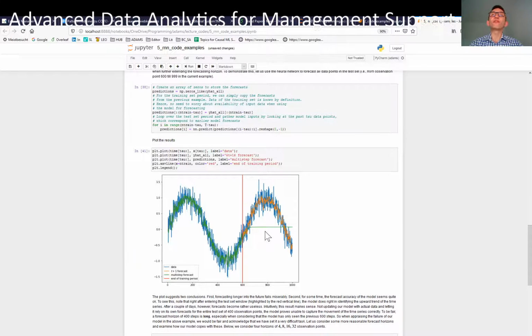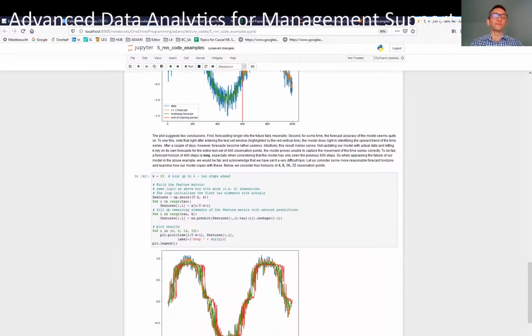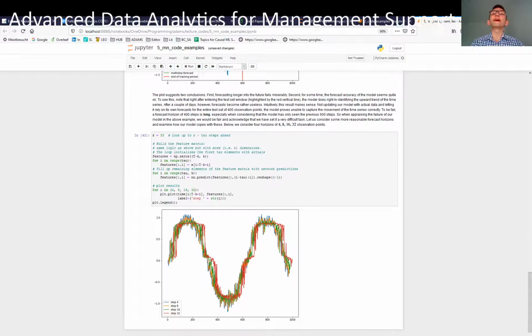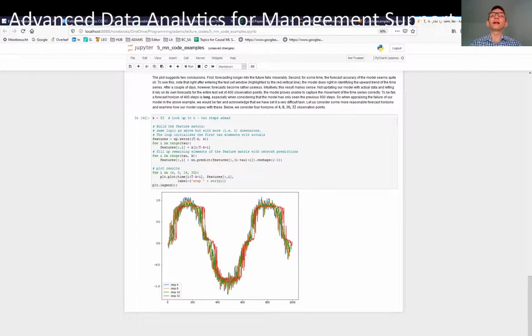Here's our multi-step ahead forecast. And well, I haven't shown you a slide for that, but at the end I'm also visualizing the multi-step forecasts for different step sizes. So it's a bit hard to see, I know. But for 4 steps into the future, that's the blue line. Okay, that's the hardest to see. Maybe we should start with the red line. That is a forecast 32 days ahead. So it's the most challenging example.